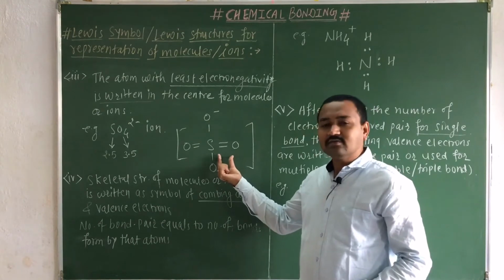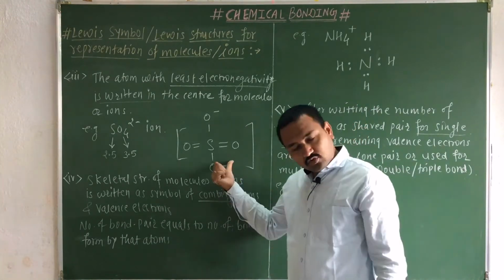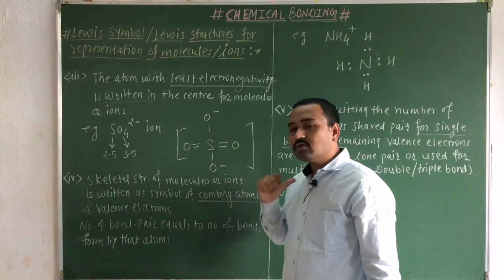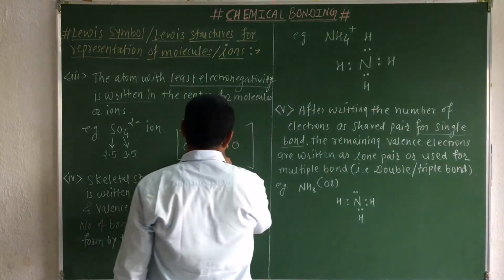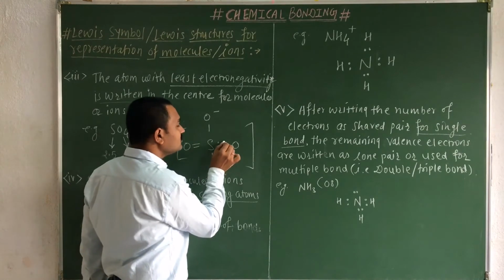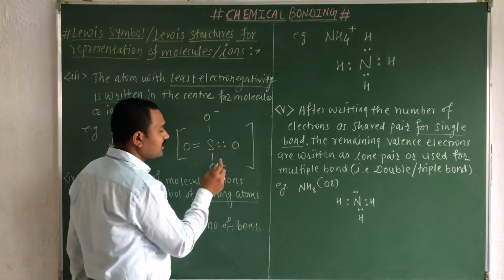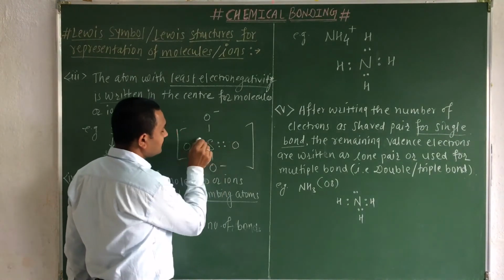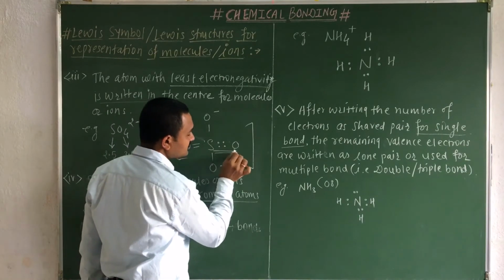Now if I have to consider the structure for this minus ion or sulfate ion, obviously first we will write it as a bond pair, and now this will be the second bond pair. It will represent the double bond. So it will represent the double bond.